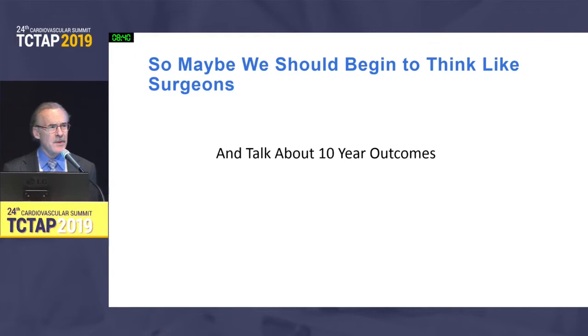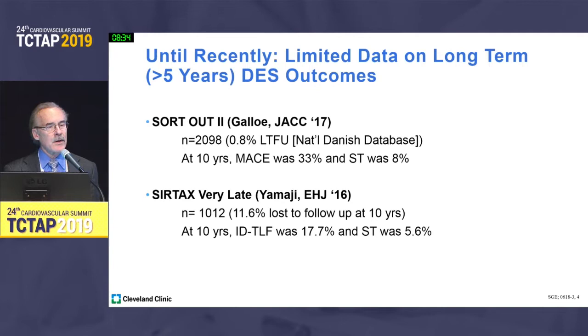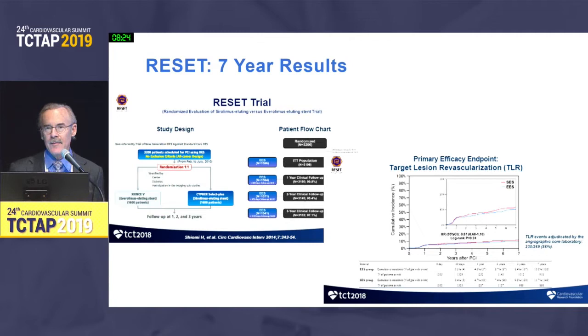Until recently, we had very limited data about long-term outcomes. There was SORT-OUT 2 and SIRTAX very late, but both of these really were for first-generation DES and perhaps not terribly helpful. More recently, fortunately, we have longer-term data for second-generation stents, and I'll quote two studies, the first being RESET, which was a randomization of patients between Cypher and Xience. And the point to be made here is after the first year, when we saw the restenosis-related effects, over the long haul, there's a 1% per year target lesion revascularization rate for both stents. And when I look at the slope of that curve, it really looks like the slope is not diminishing. It's pretty stable year over year.